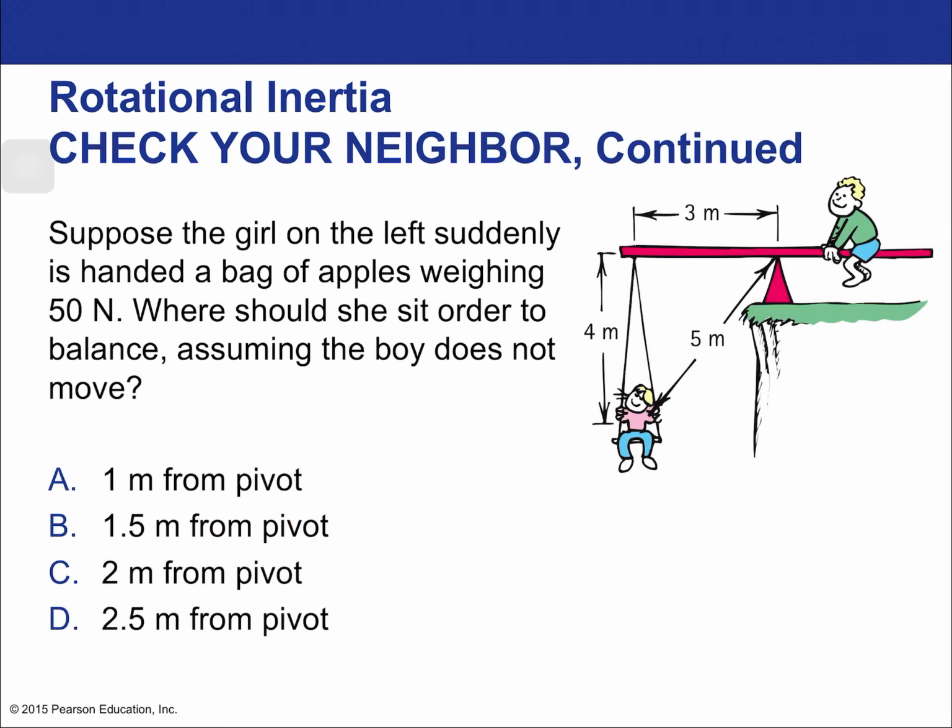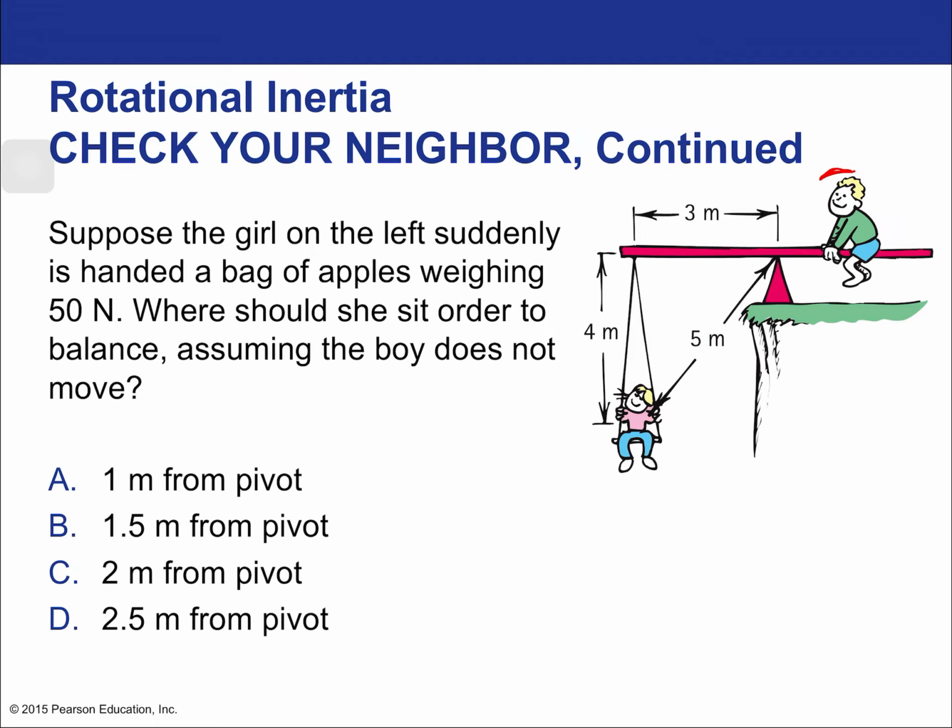We're going to look at an example of lever arms in the context of balancing things, like with a teeter-totter. Suppose the girl on the left suddenly is handed a bag of apples weighing 50 newtons. Where should she sit in order to balance, assuming the boy does not move? Okay? So currently the situation is balanced at the boy's current location. But she now is going to become heavier. If she's going to become heavier, where does she need to move?